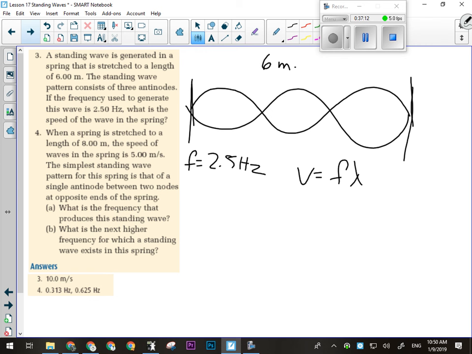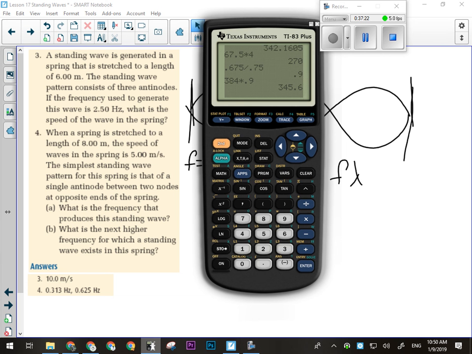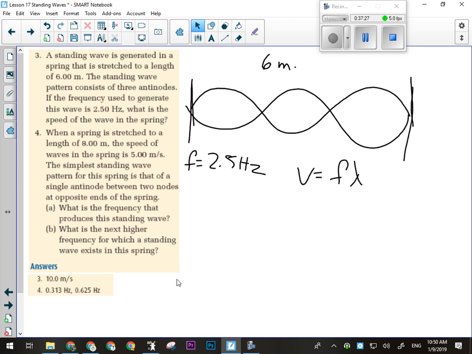I'm going to go 6 and I'm going to divide it by 1.5. There's 1.5 wavelengths in 6 meters. So if I divide 6 by 1.5, I'll know what one wavelength is. And the wavelength of these waves is 4 meters. Now I can calculate the speed of the waves. 4 times 2.5 is 10 meters per second. Is it important to be able to look at a wave pattern and identify how many wavelengths there are? Yes, that's a skill you're going to have.